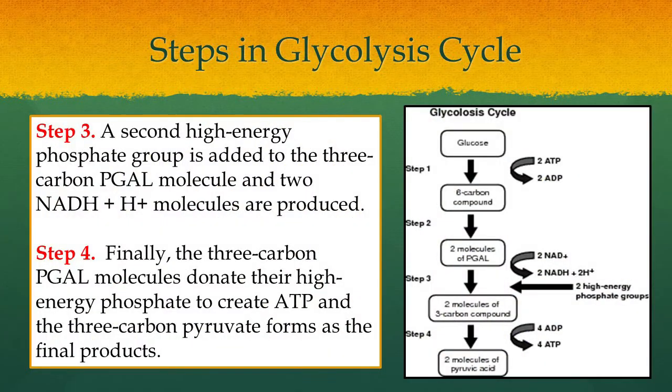Step 3. A second high-energy phosphate group is added to the 3-carbon PGAL molecule and 2 NADH plus H+ molecules are produced. Step 4. Finally, the 3-carbon PGAL molecules donate their high-energy phosphate to create ATP, and the 3-carbon pyruvate forms as the final products.